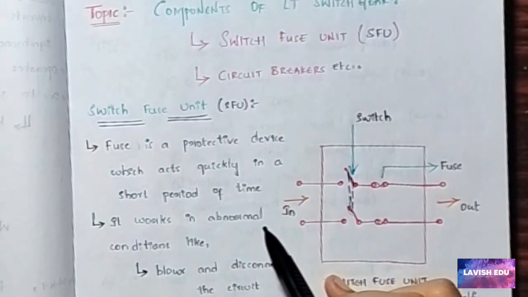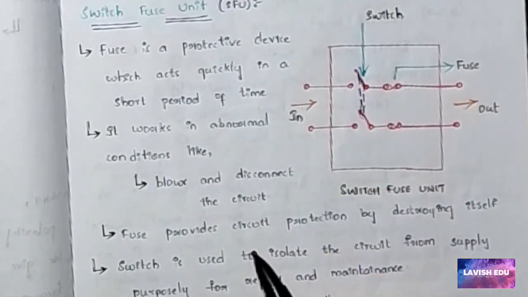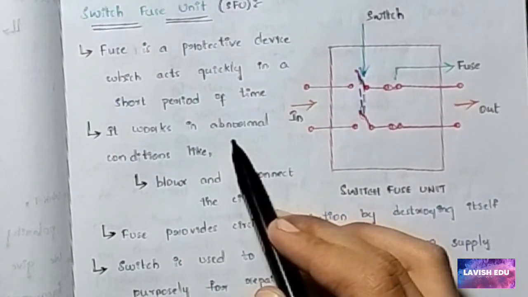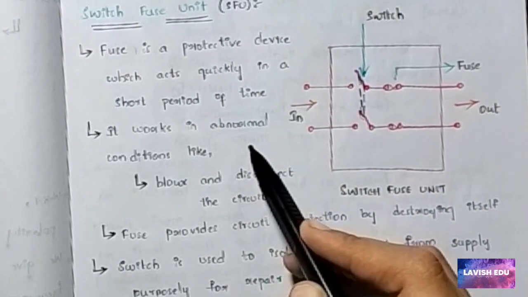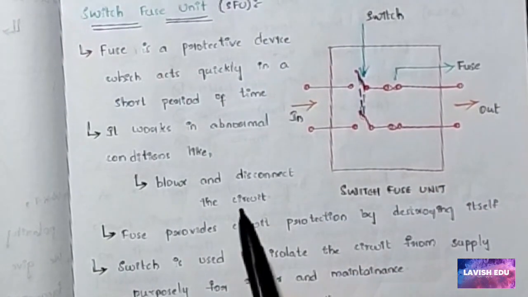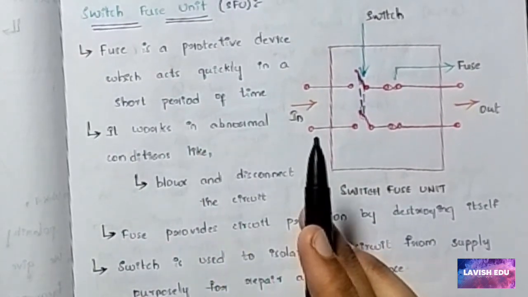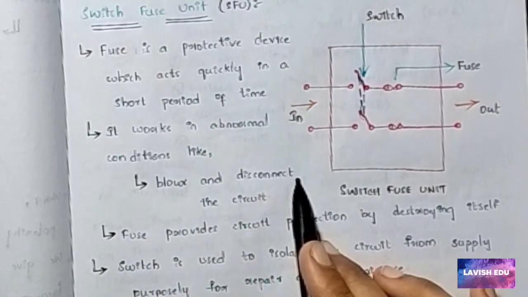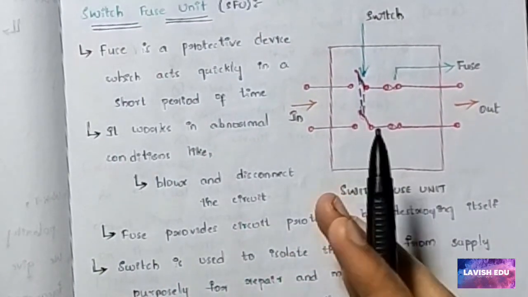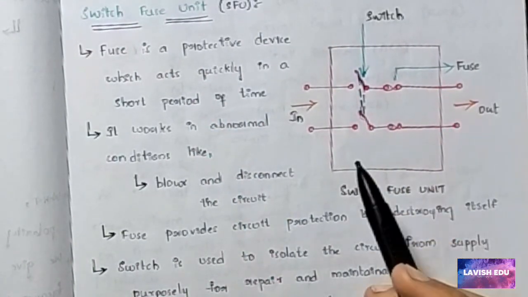Next, it works in abnormal conditions, like blows, and disconnects the circuit. When the fuse works, it works in the abnormal condition. What are the abnormal conditions? Blows and disconnects of the circuit. Blows means any short circuits or any overload. And disconnect means loose connections between the wires, then there is a chance of getting a short.